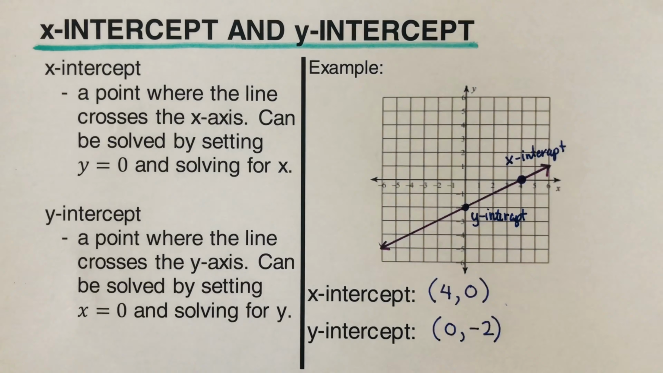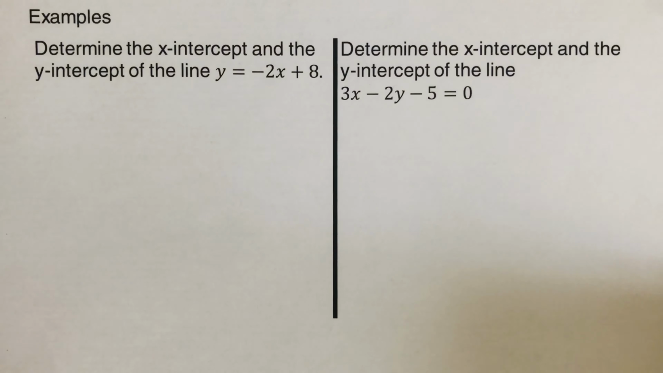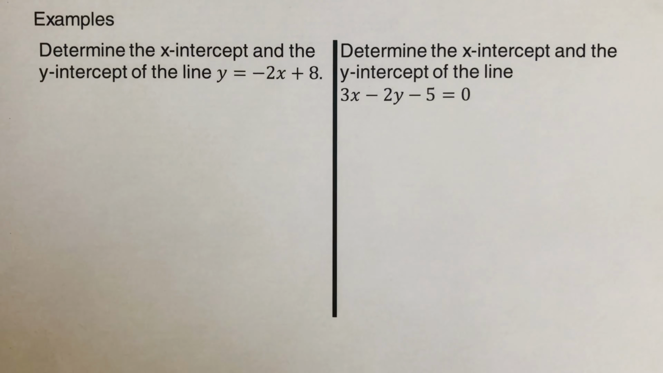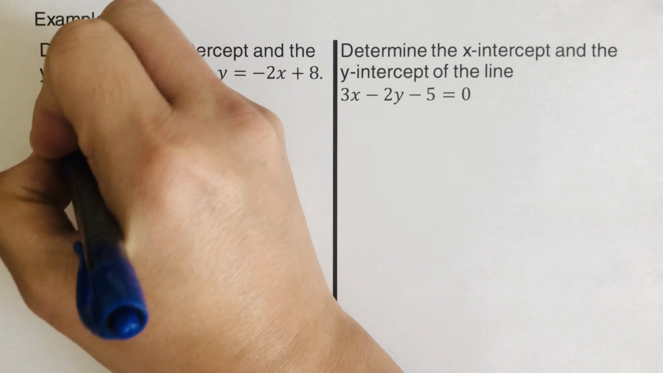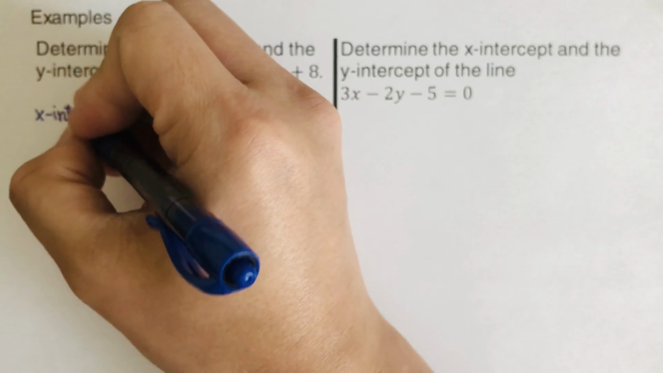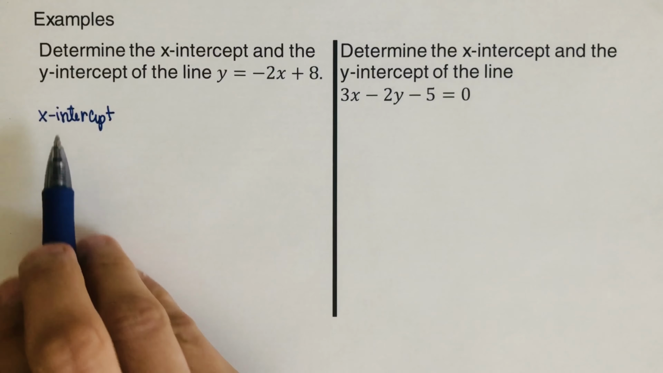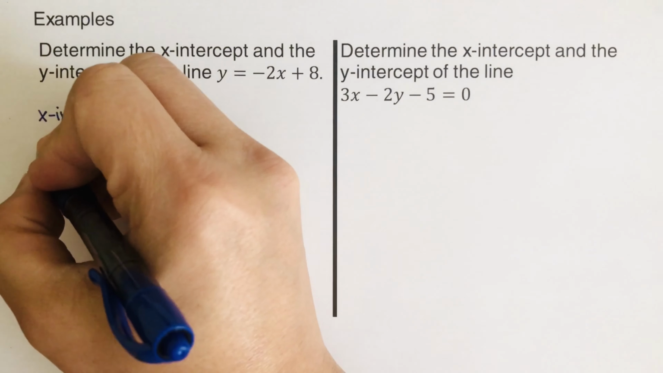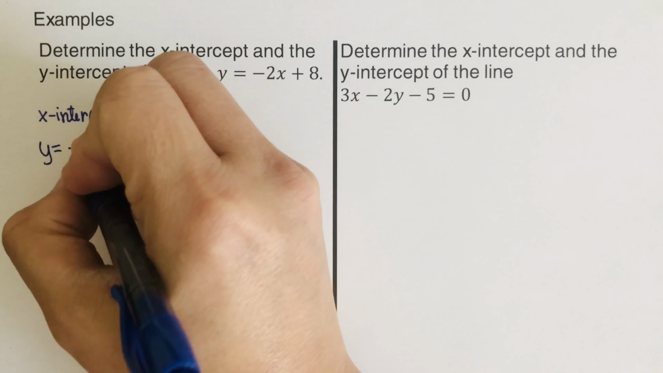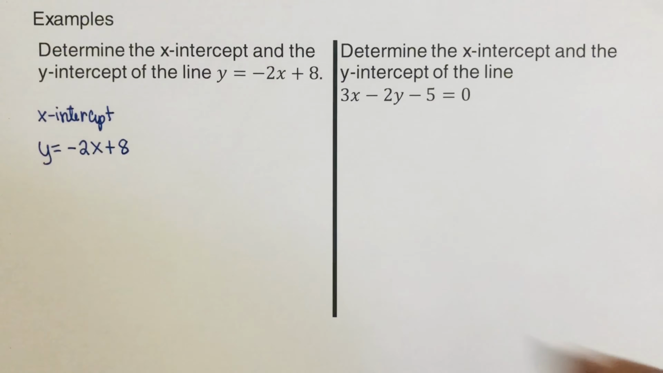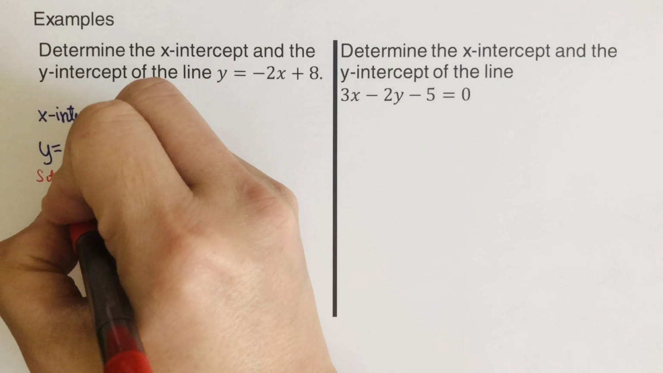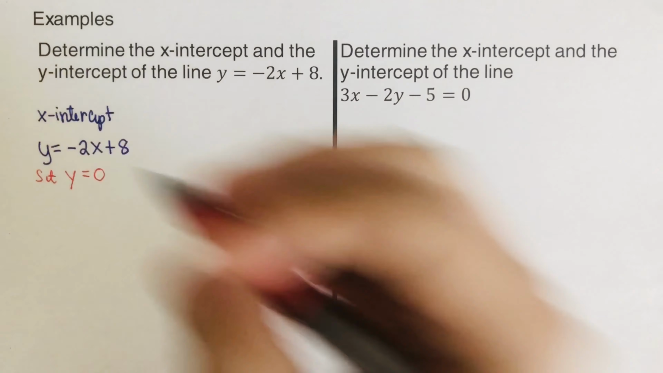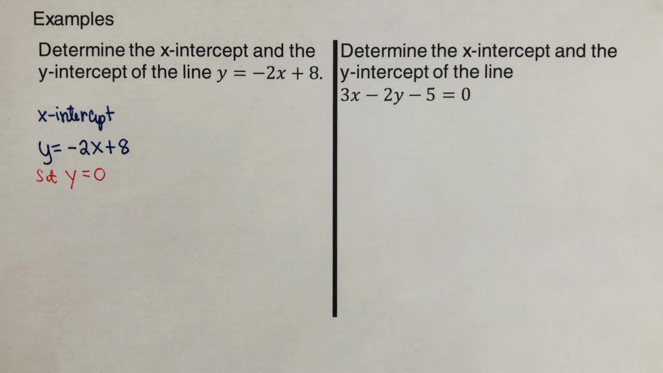Now we're going to have problems where we're not given a graph, but instead we are given an equation. Again, the rule is that we can find the x-intercept and the y-intercept by solving for them. Let's solve for the x-intercept first. I'm going to write the equation first: y equals -2x plus 8. In order to solve for the x-intercept, we set y equals 0 because we're solving for the x-intercept.